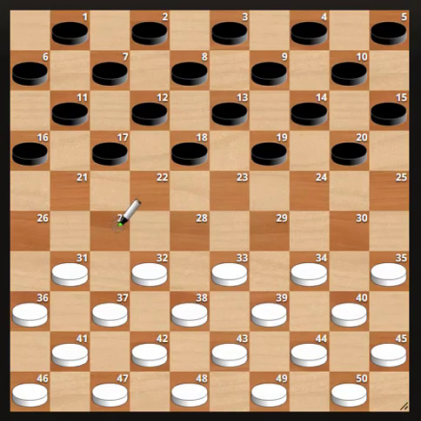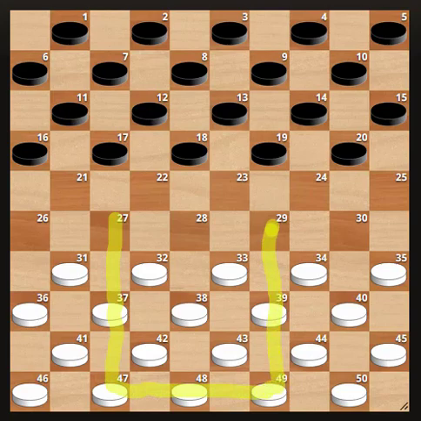I'm going to draw a square from 27 down to 47, 49, 29, and then back to 27. Now, the reason I'm doing this is to help you to see the way the pieces have been arranged inside the circle and outside of the circle.